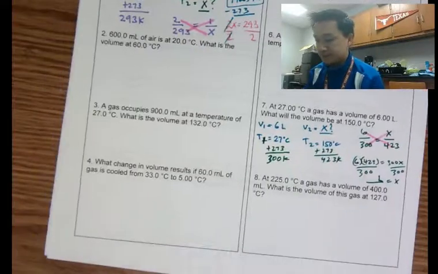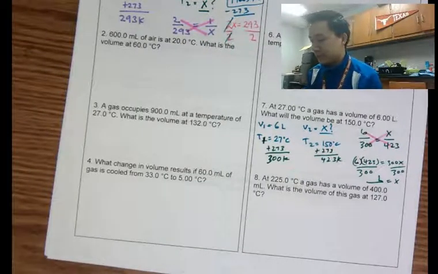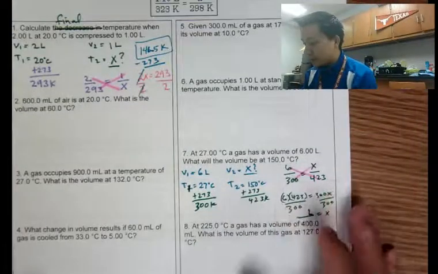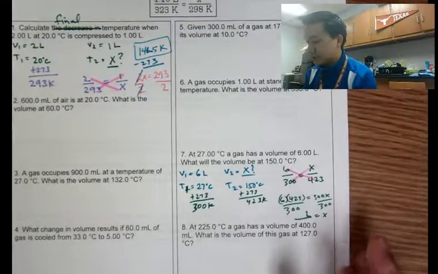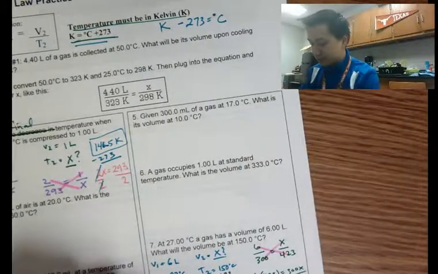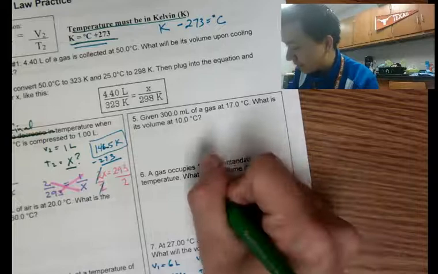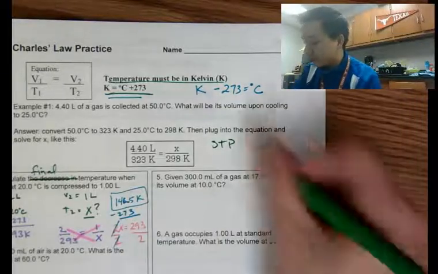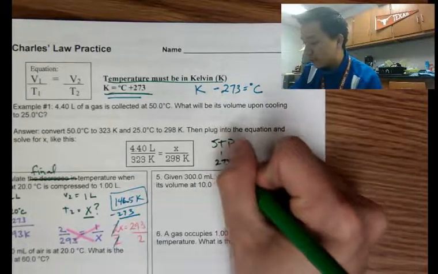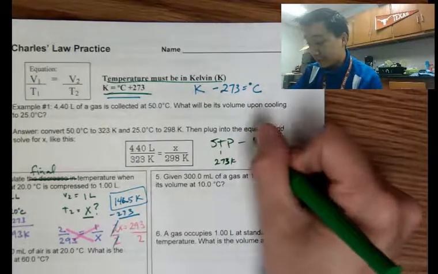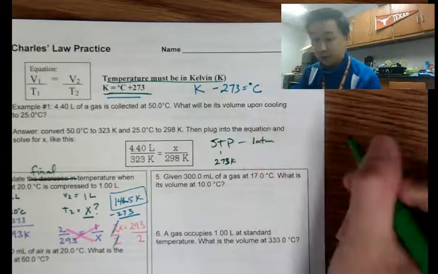Well, it's a short, sweet video here. Again, just list out all your variables here. Sometimes standard temperature, like number 6 here. It tells you a gas occupies 1 liter at standard temperature. Remember, standard temperature is STP. Standard temperature is 273 Kelvin, just the standard, just the number. And standard pressure, we remember from the Boyle's law unit, is 1 atmosphere.